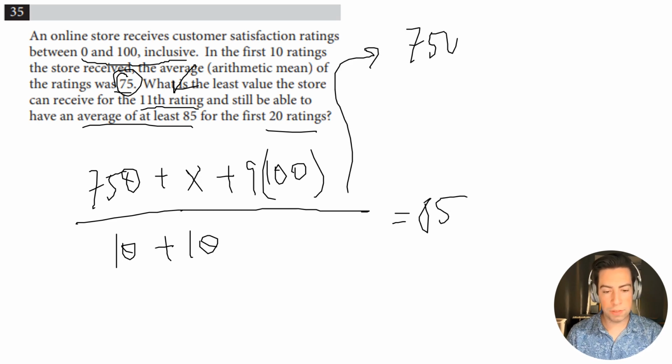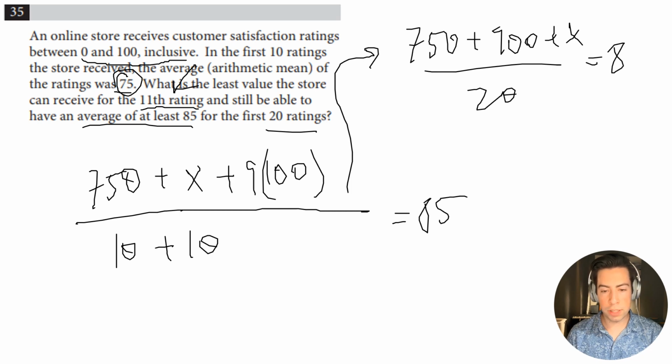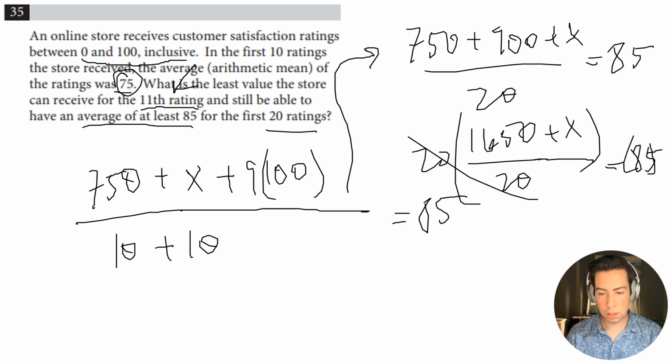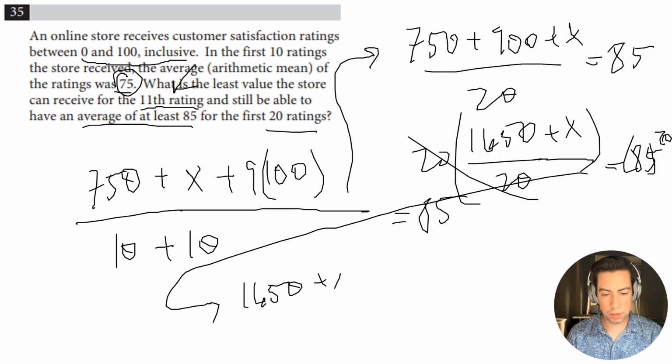So it's going to be 750 plus 900 plus x, divided by 20, has to equal 85, and then we get 1,650 plus x. Hang on, let me clean that up a bit. Okay, 1,650 plus x, divided by 20, has to equal 85. Then I will multiply both sides by 20. So I get 1,650 plus x has to equal 85 times 20, and then we'll just use our calculator.